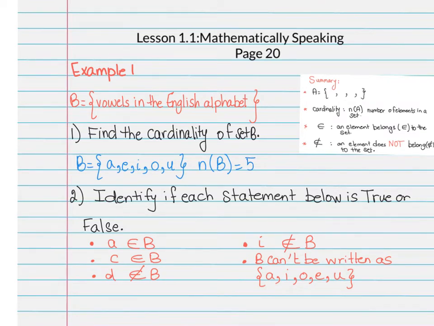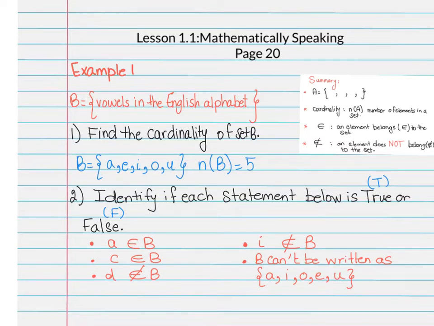The second question, identify if each statement below is true or false. We're going to read the statements and then write T for true or F for false. We'll start with the first statement. A, which is letter A, belongs. Remember, the symbol represents belongs to set B. A belongs to set B. This means A is part of set B.